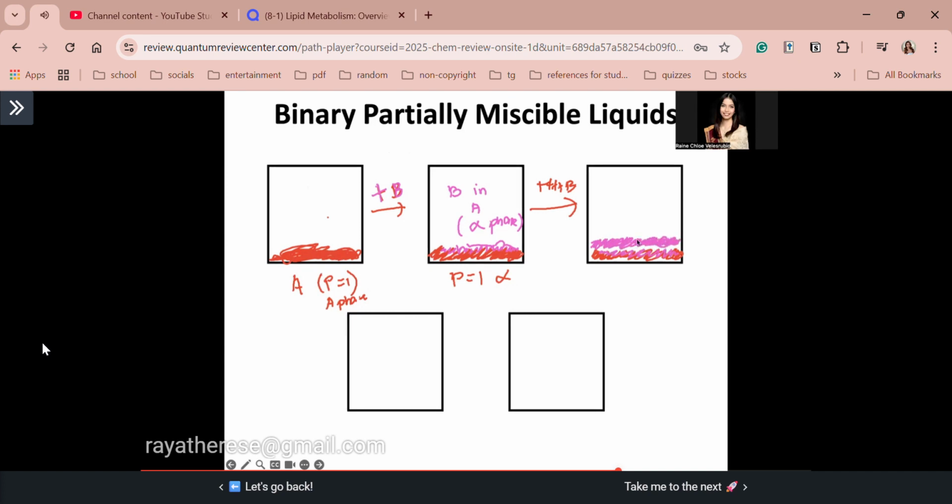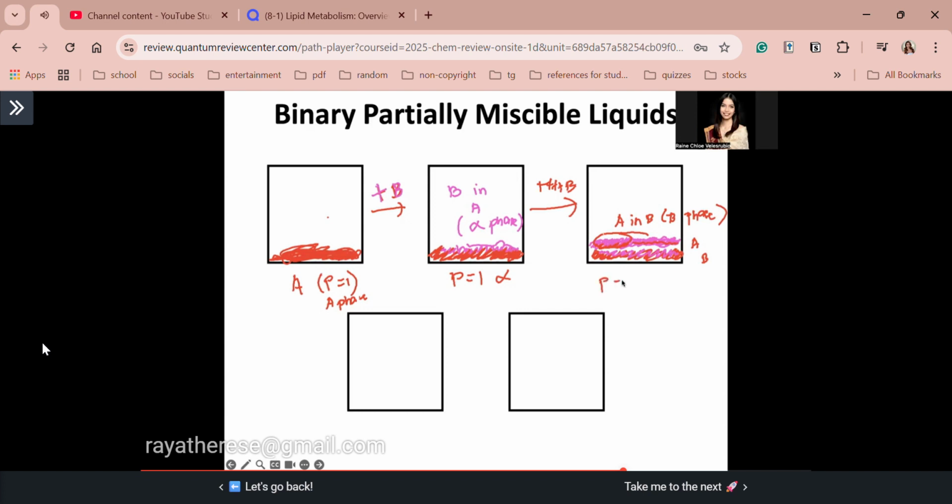Yun yung concept ng partially miscible. So magkakaroon ka ng two distinct layers. Okay? So yung other layer na to ay si B. Now guys, sa layer na to, sa B layer na to, you will have some amounts of A. So dito guys, nagkakaroon tayo ng lipatan ng amounts of liquids A and B with each other. Okay? Lipatan. Diba? Because A and B, they are partially miscible with each other. Okay? So may lipatan. So here guys, ito guys, A in B ang tawag dito na layer, A in B. And this is your beta phase.